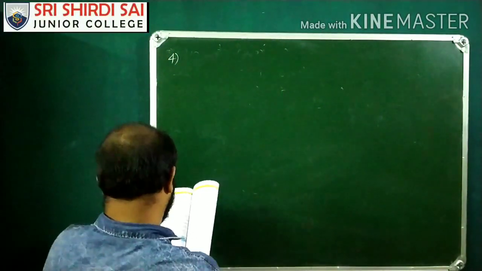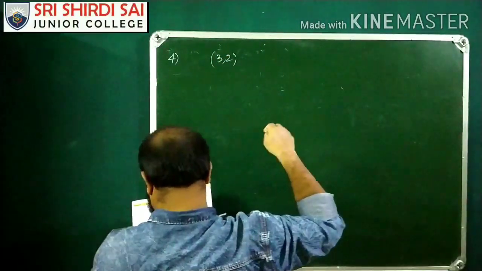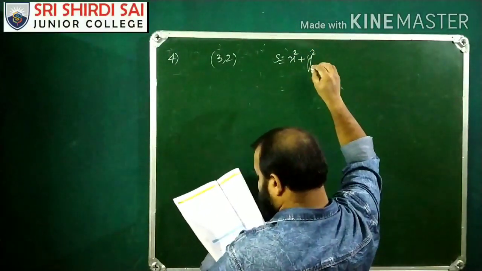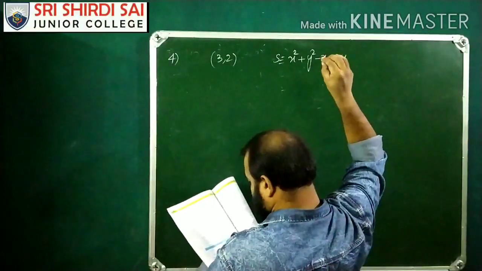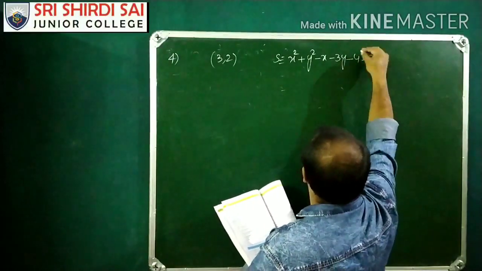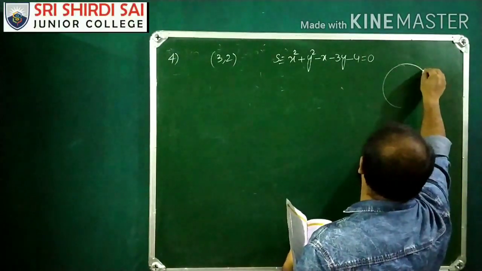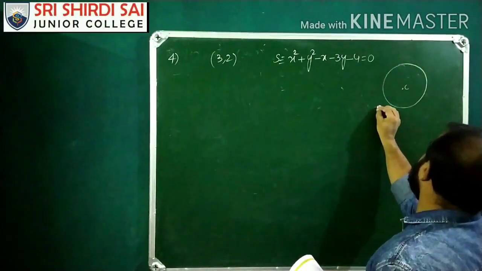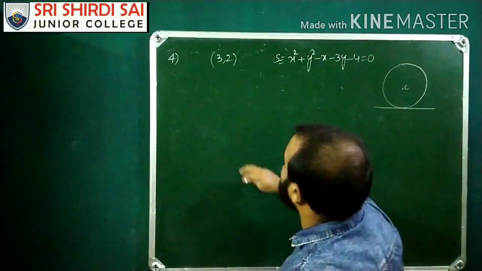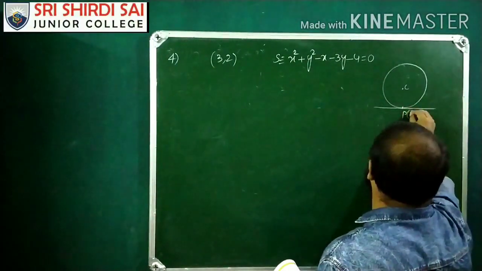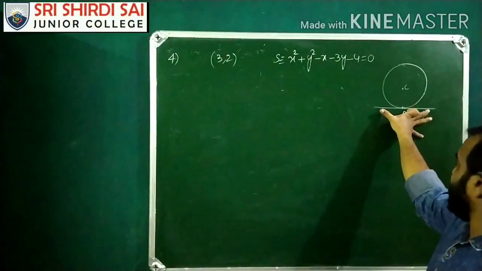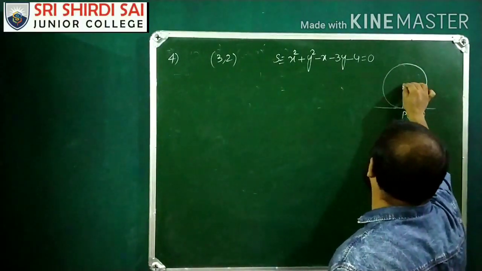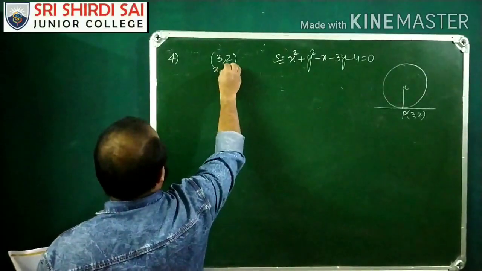Find the equation of the tangent and normal at (3, 2) to the circle x square plus y square minus x minus 3y minus 4 equals 0. That means this is the circle, this is the center of the circle, and this is my tangent. So this (3, 2) is the point of contact P. We need to find the equation of the tangent to the circle at P (x1, y1). And this is the normal. So in the solution, this is (x1, y1).